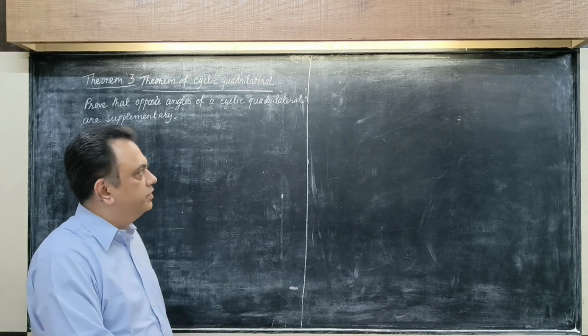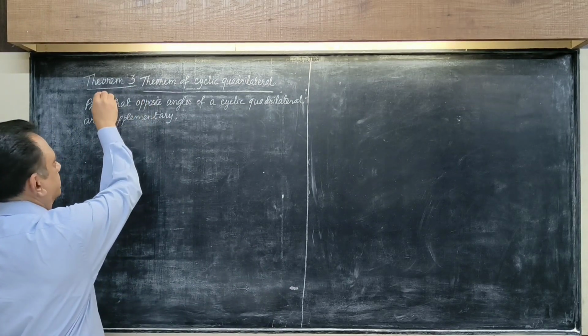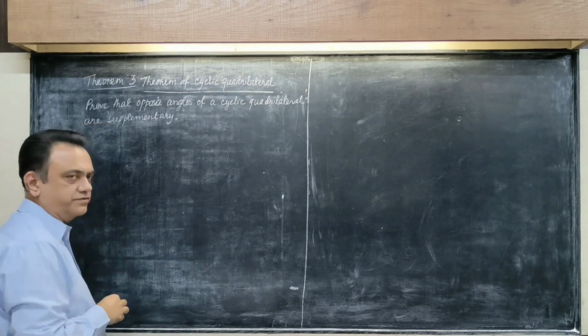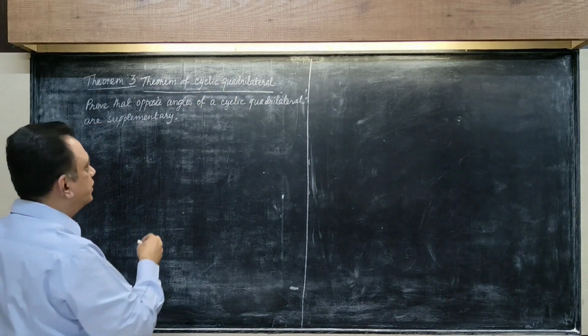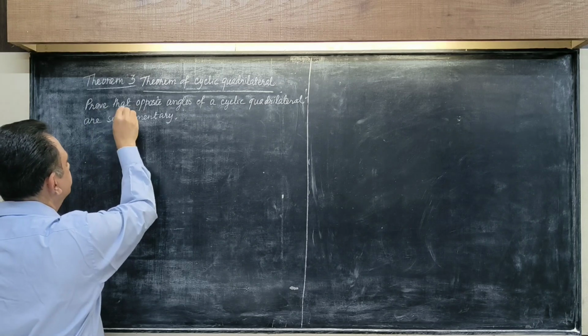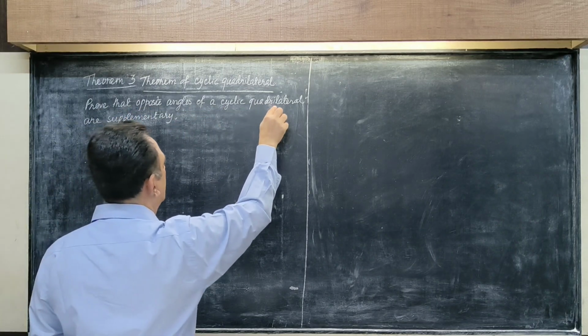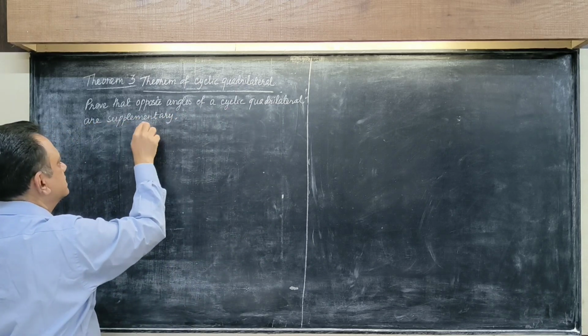Now we'll start with the third theorem. That's theorem of cyclic quadrilateral. The question asked will be, prove that opposite angles of a cyclic quadrilateral are supplementary.